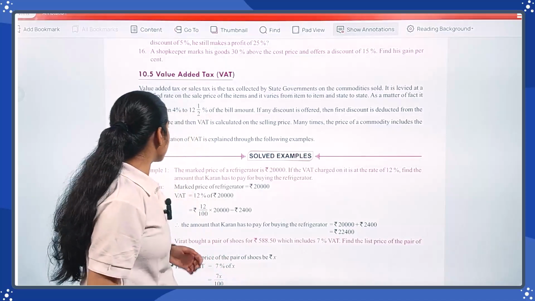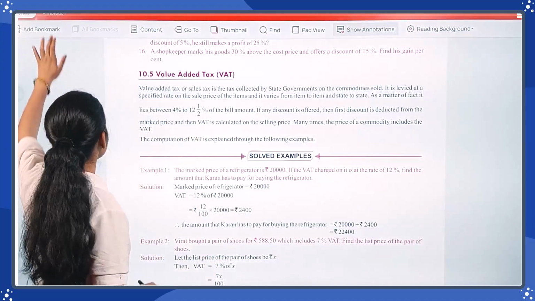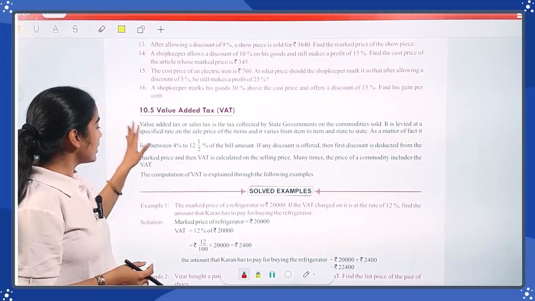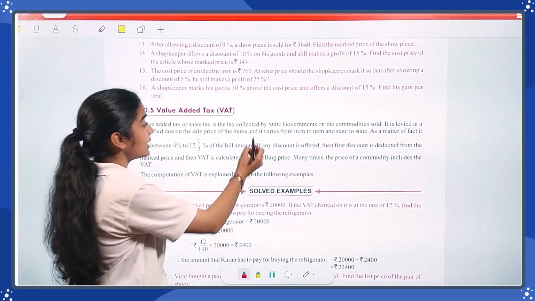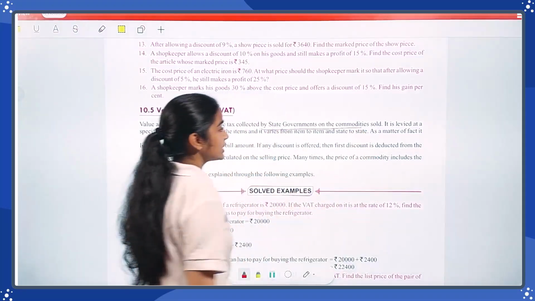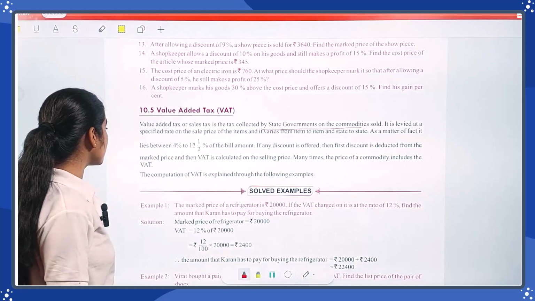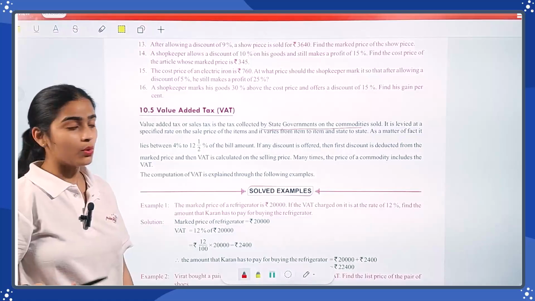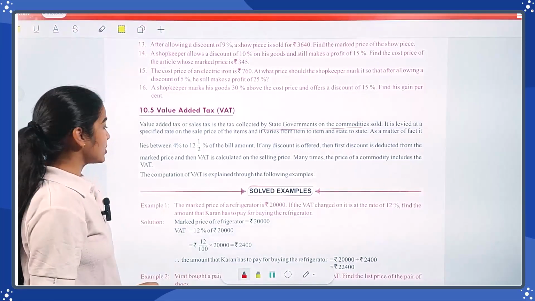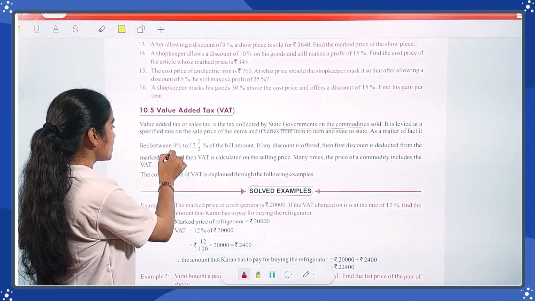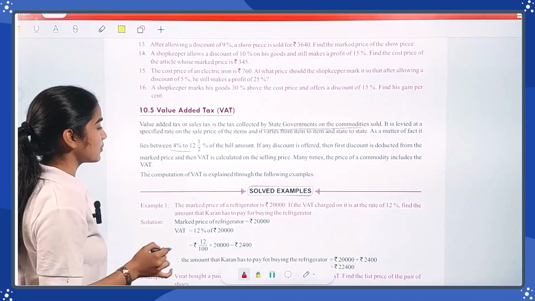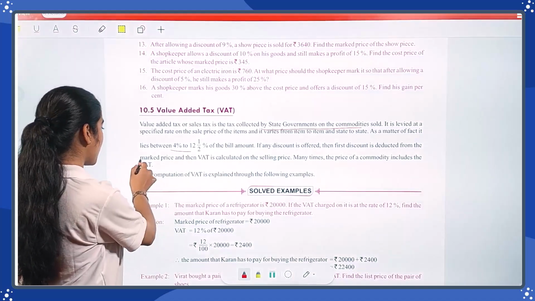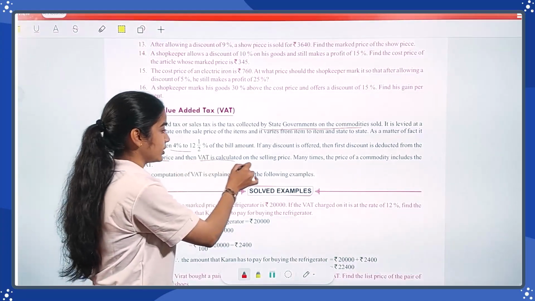So today we have a new concept which is value added tax. Value added tax is the GST we have. Value added tax or sales tax is the tax collected by the state government on the commodities sold. It is levied at a specified rate on the sale price of the items and it varies from item to item, state to state. As a matter of fact, it lies between 4% to 12½% of the bill amount. If any discount is offered, then first the discount is deducted from the marked price and then VAT is calculated on the selling price.